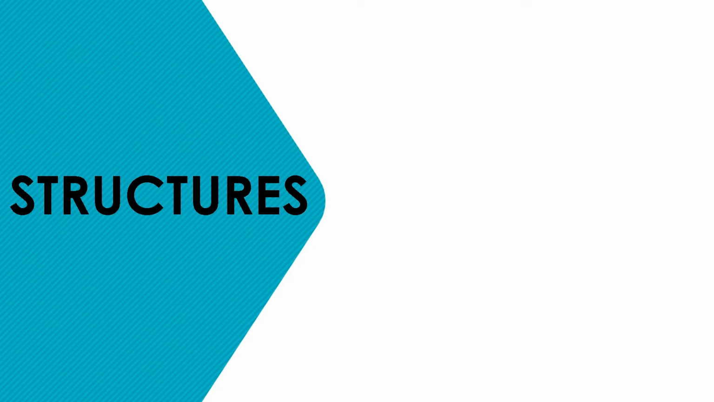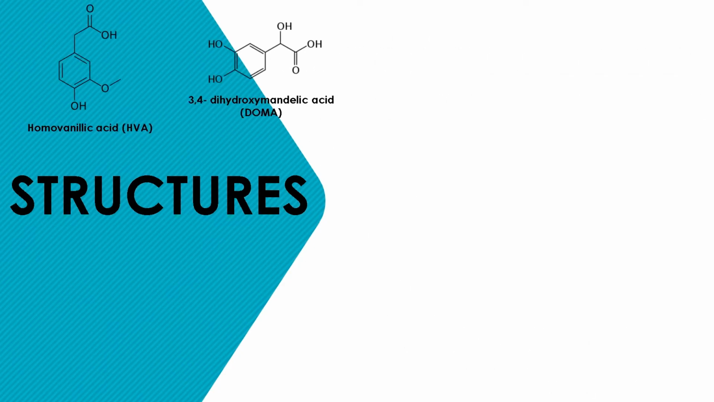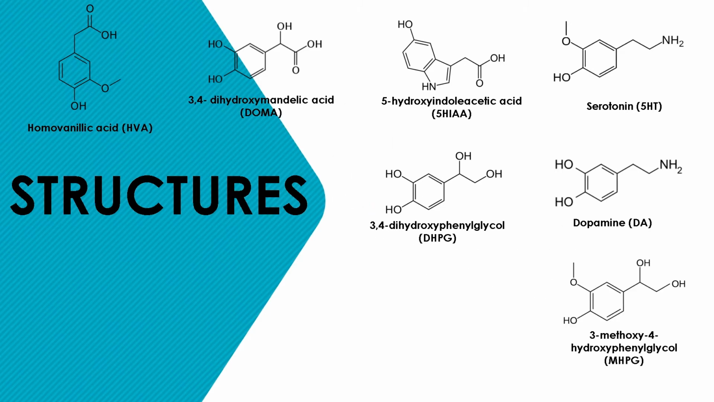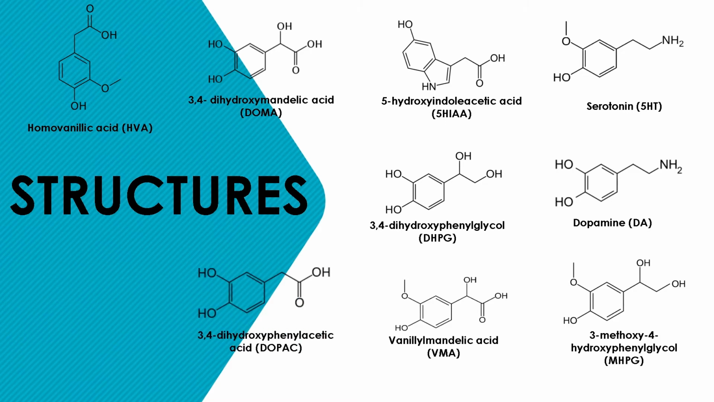Firstly is homovanillic acid (HVA), second 3,4-dihydroxymandelic acid (DOMA), 5-hydroxyindoleacetic acid (5-HIAA), serotonin, dopamine, 3,4-dihydroxyphenyl glycol, 3-methoxy-4-hydroxyphenyl glycol, vanillyl mandelic acid, 3,4-dihydroxyphenyl acetic acid, and also 3-methoxytyramine.